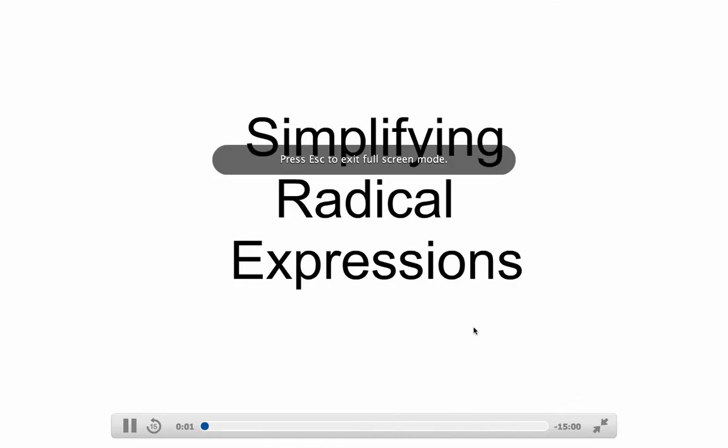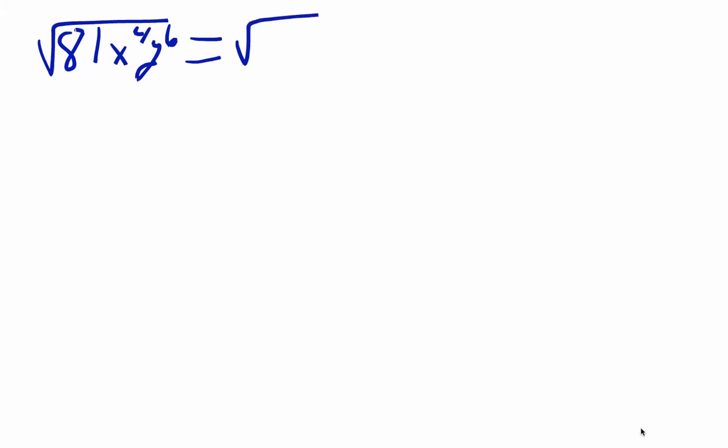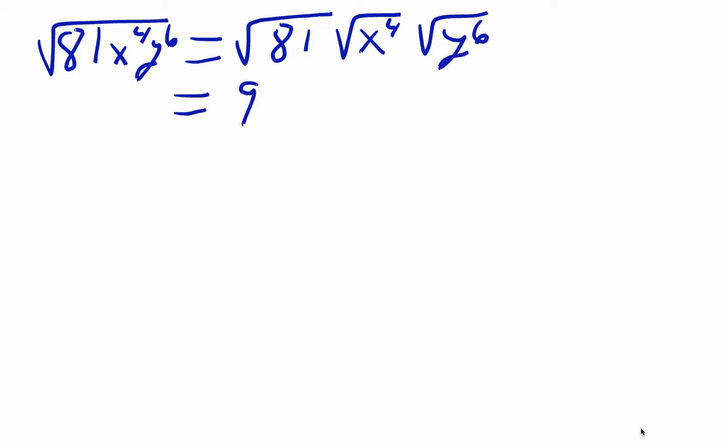In this lesson, we are going to be simplifying radical expressions. So let's say we had the square root of 81 x to the fourth y to the sixth. From the last lesson, we know that we can break that apart to square root of 81, square root of x to the fourth, and square root of y to the sixth. Square root of 81 is 9.